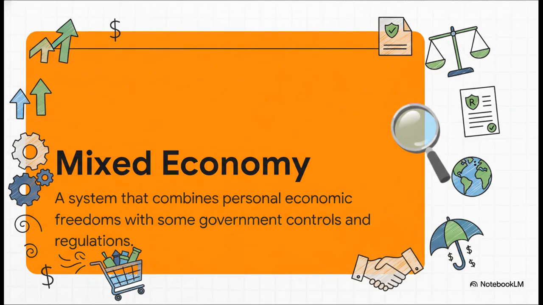Now, it's not quite that simple, of course. It's not like it's some kind of pure Wild West capitalism. Over the years, the U.S. actually evolved into what we call a mixed economy. And what that means is, yeah, you have private businesses, but the government definitely has a role to play. It steps in to regulate things, to provide safety nets for people, and to protect consumers. It's really all about finding a balance between that free enterprise spirit and having some government oversight.